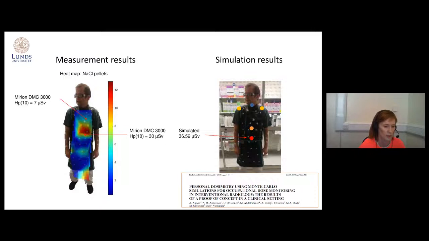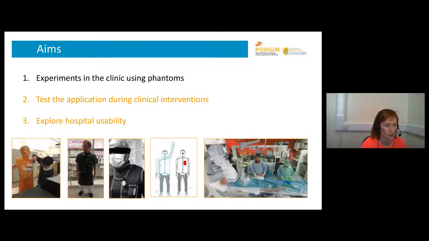And if we pick out one or two of them, we can see that at the midpoint of his abdomen, where the dose was measured by the Mirion to be 30 microsieverts, it was simulated to be about 37 microsieverts. And this was published recently by Anja Allman and the team in Sweden in Radiation Protection Dosimetry. So the work then in St. James's, we moved on.